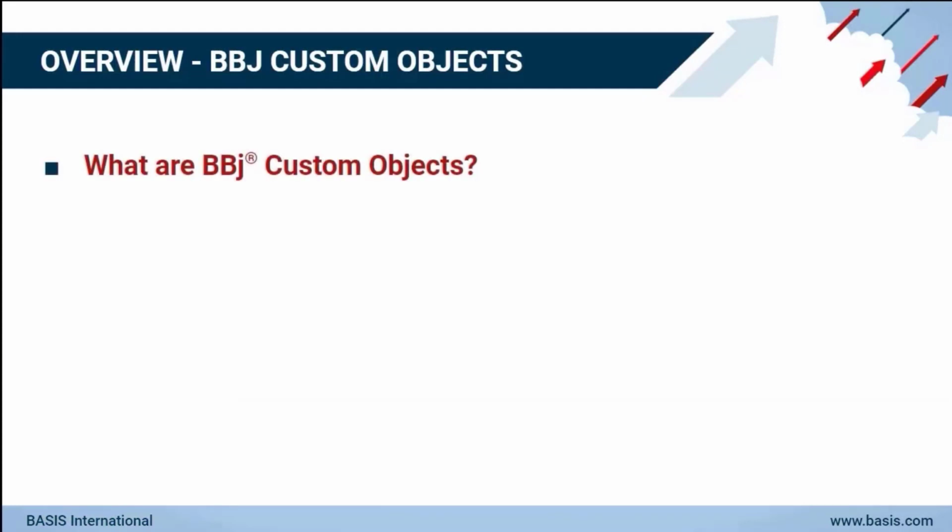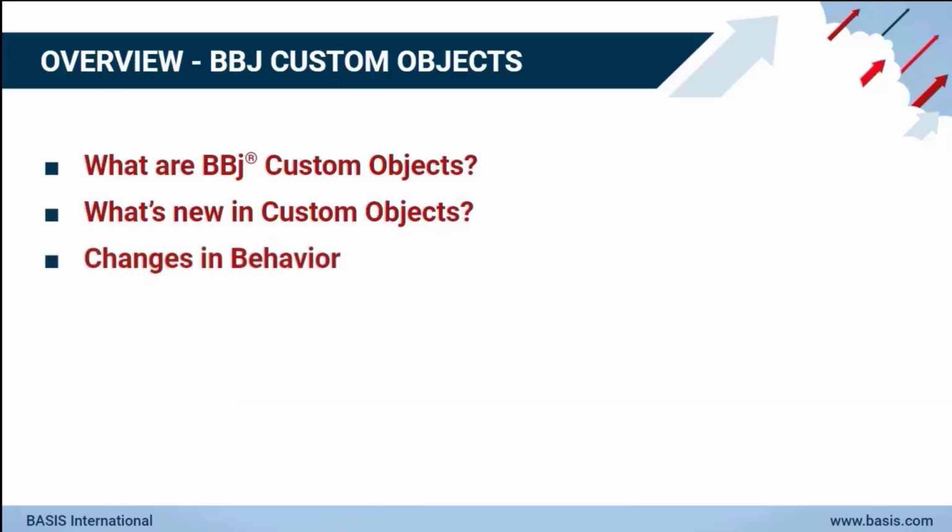Today we're going to talk about BBj Custom Objects, and for those of you who may never have used them before, we're going to spend some time on what BBj Custom Objects are and why you care. We're going to talk mainly though about what's new in BBj Custom Objects because there have been some significant changes in the implementation and the performance in the last few years. Lastly, we're going to talk about some changes in behavior that might not be exactly what you'd expect so that you're prepared for them. And then, of course, we'll summarize.